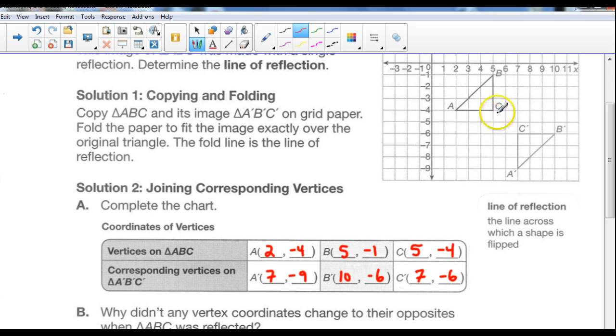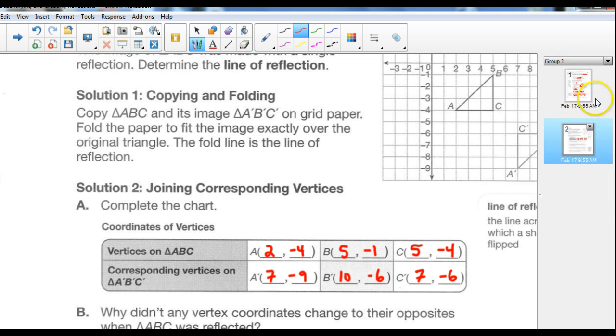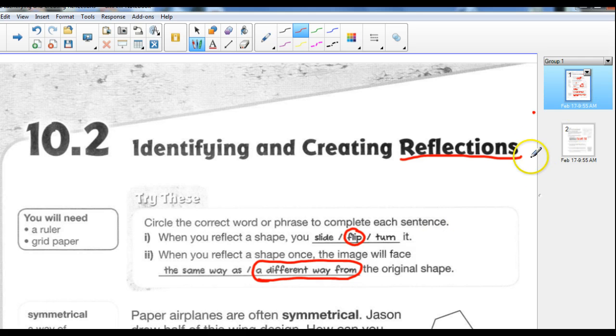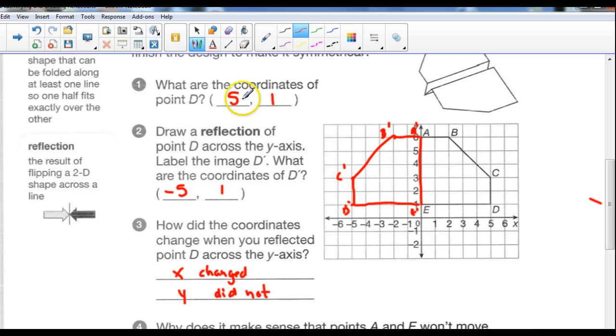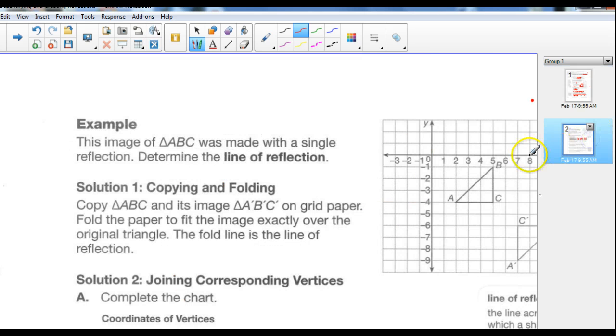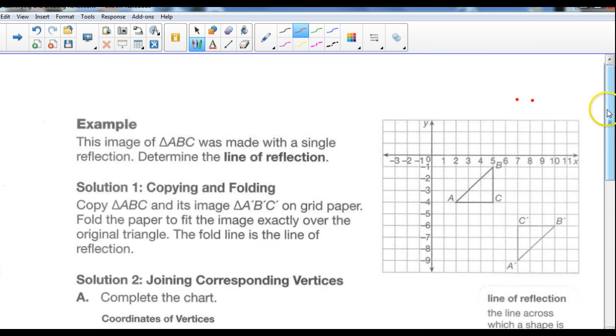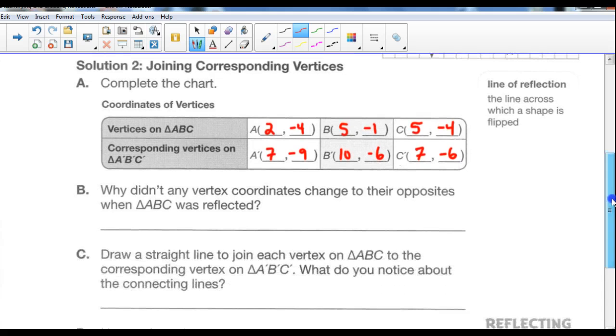Now because they're in the same coordinate, they haven't crossed any axis, the x or the y, you'll notice that we can't use the rule that we used over here on this one, where we crossed over the y-axis, and the y coordinates remain the same. Okay, we can't use that rule because it's within the same quadrant. Okay, so what does that mean for us?